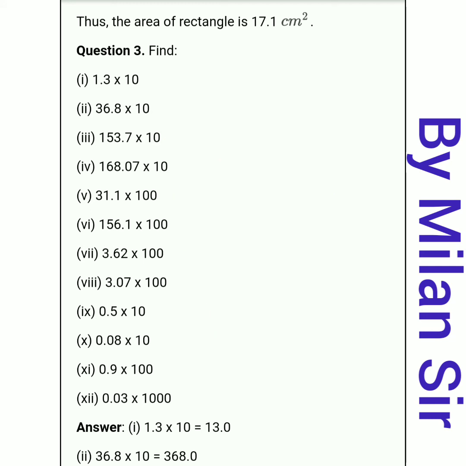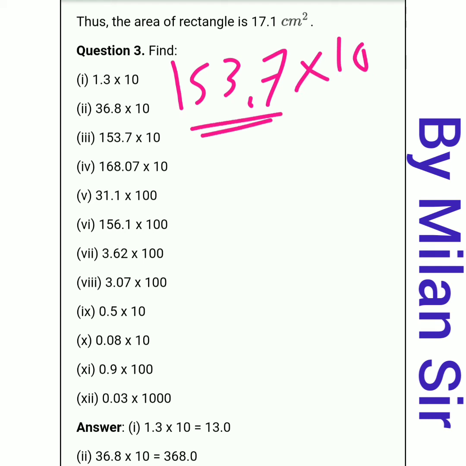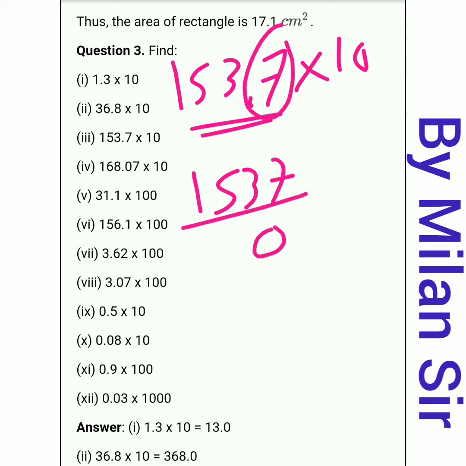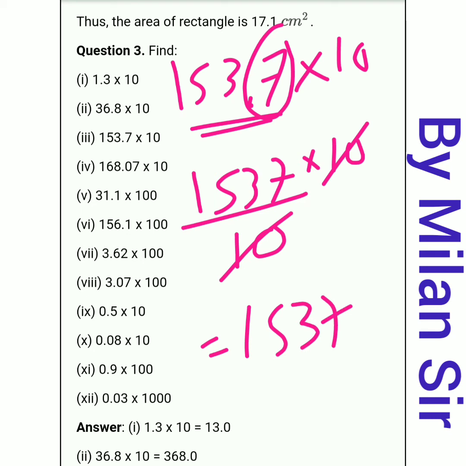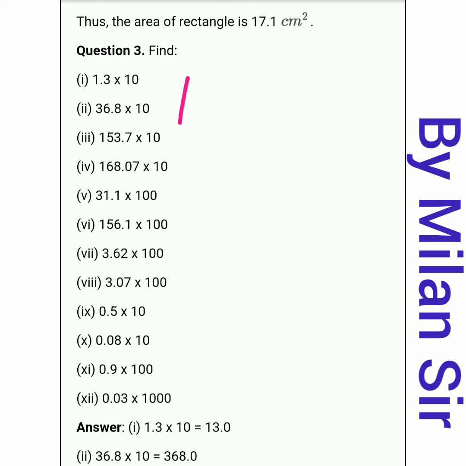Okay, then question number 3: 153.7 multiply 10. We can convert this number into a fraction. So 1537 divided by, here after the decimal point 1 digit is there, so we need to put 10 in the denominator, and before that we need to write 1. Multiply 10 is there, so 10 cancels, and the answer is 1537.